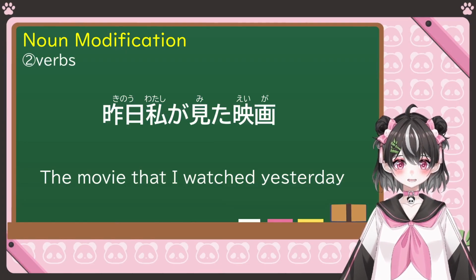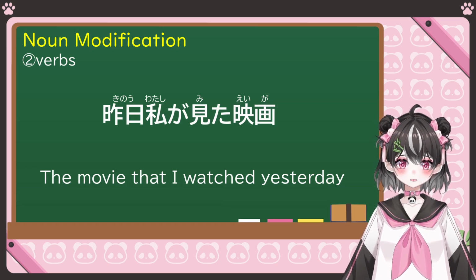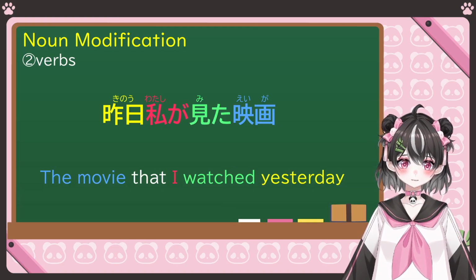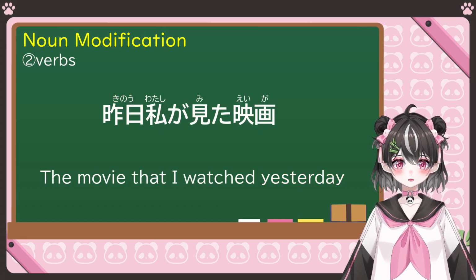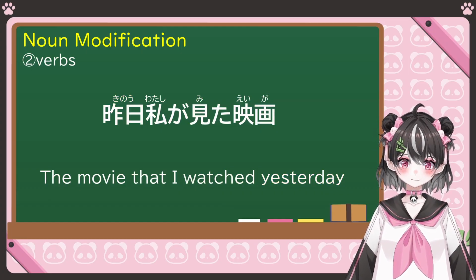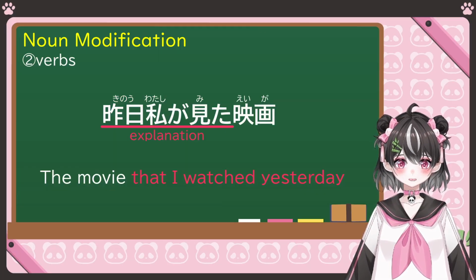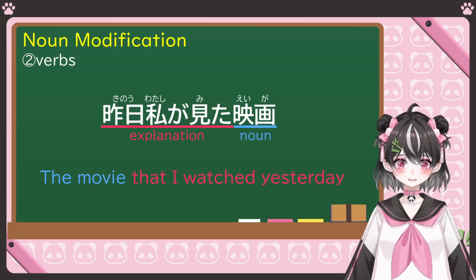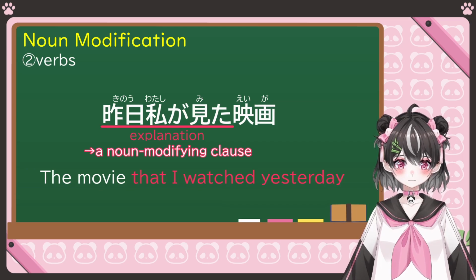So here is the example from earlier. 昨日私が見た映画. The word order is completely different from English, isn't it? There are 3 points to keep in mind. First, as I said earlier, the explanation comes first and the noun comes at the end. Just so you know, this descriptive part is called a noun modifying clause.